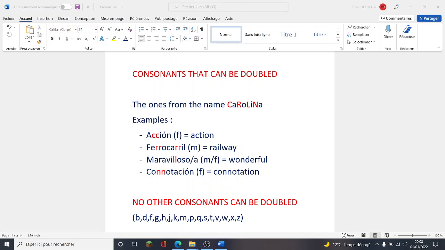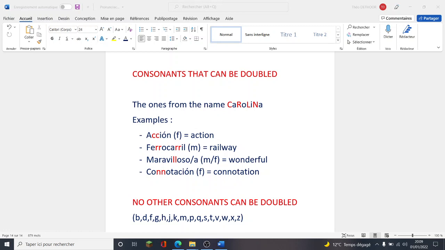Here are some examples of their uses in just one word for each letter. We have the word acción, which is feminine and means action, the word ferrocarril, which is masculine and means railway. In this word, we have 2 occurrences of double R, maravilloso or maravillosa, which is either masculine or feminine and means wonderful, and connotación, which is feminine and means connotation. Don't forget to pronounce both N's in Spanish, connotación. Be careful with the pronunciation.